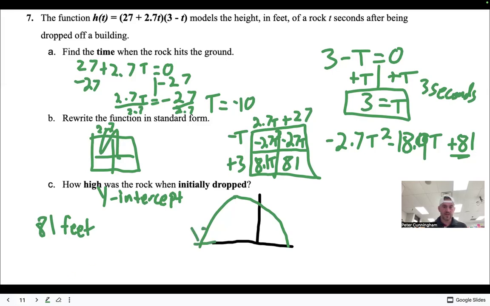And like we said before, this -10 back here doesn't really help us for the context of the problem, right? It doesn't help us to know that at -10 we'd be at 0. What helps us is to know that after 3 seconds, we hit the ground. It also helps us to know that this is dropped from our y-intercept at 81 feet. So this is using all those things you know about parabolas to help you in a real problem.